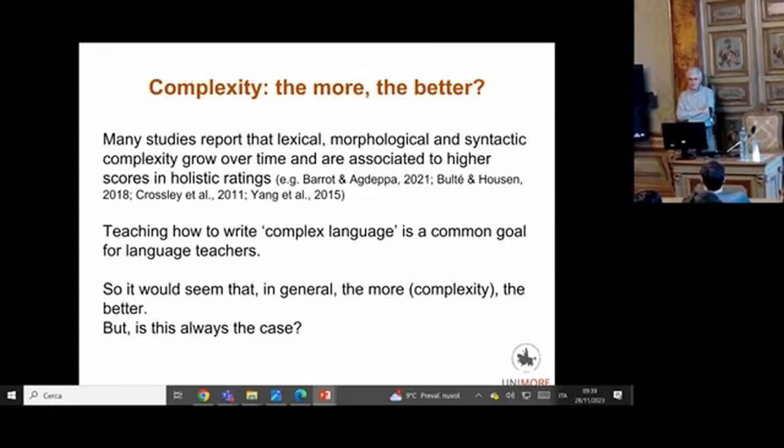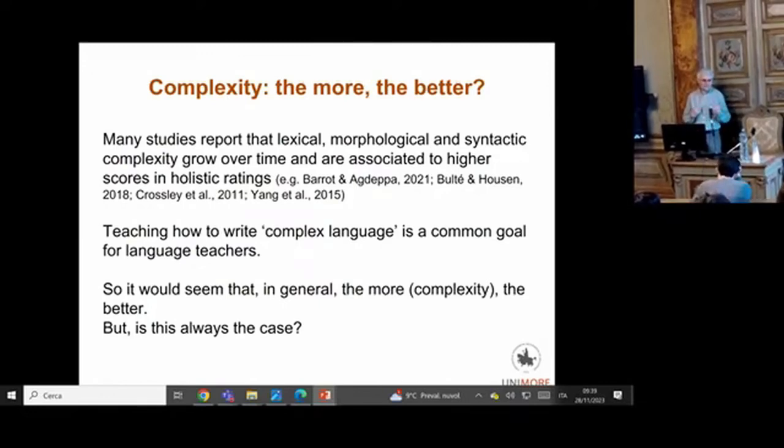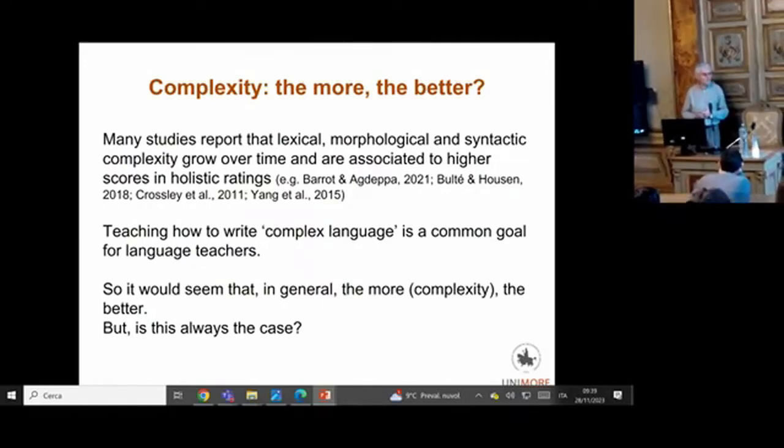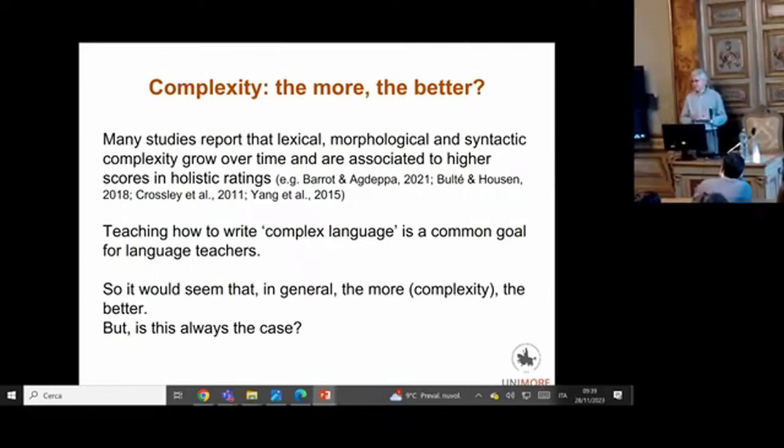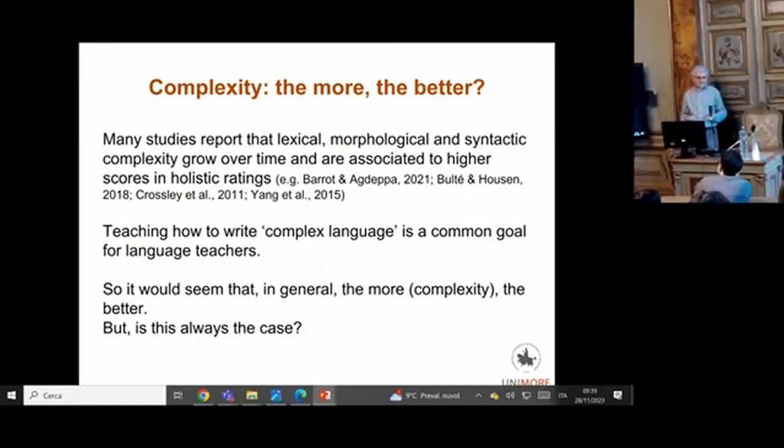A frequent assumption is that the more, the better. So more complexity is better: the better the text, the more advanced, more developed. And there are indeed many studies showing that as children grow, and as L2 learners spend more time on the language, their systems tend to become more complex. For many teachers, writing complex language is a pedagogic objective. So it would seem that the more, the better.